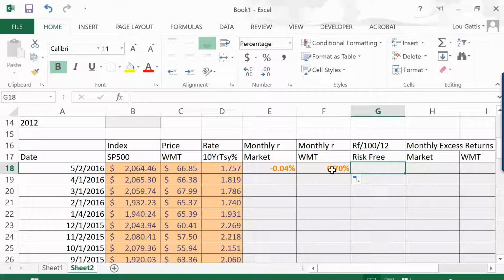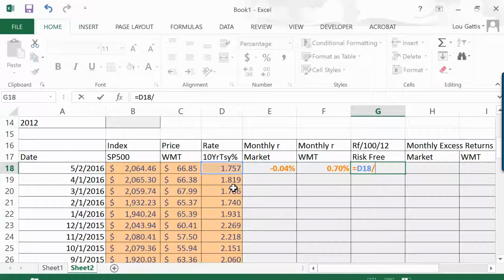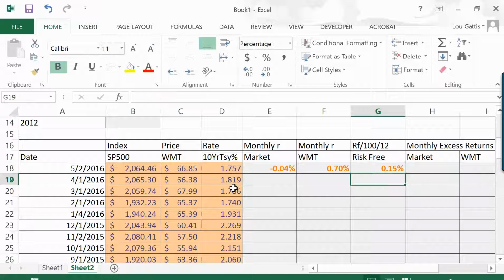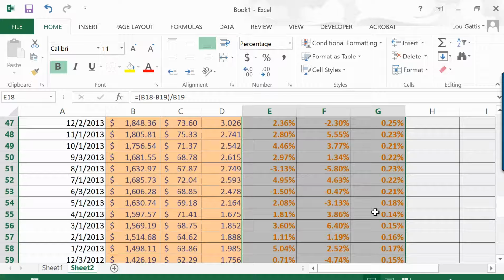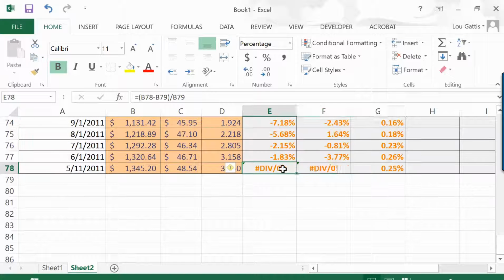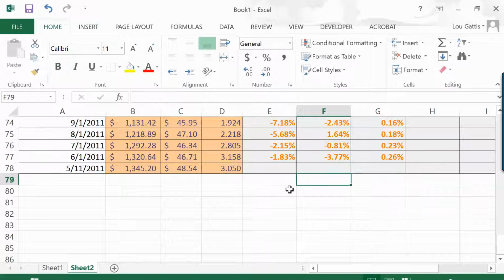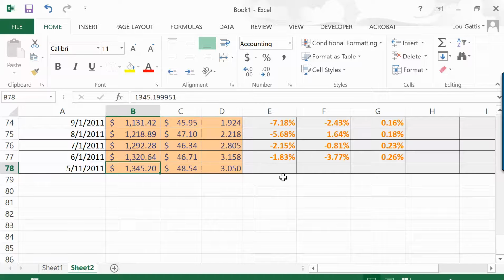And now for the risk-free rate, this is a little different. This is an index of 10-year treasuries. So the 10-year treasury annualized yield is 1.75%. So I'm going to take that, divide by 100 to turn it into a percent, and divide by 12 to turn it into a monthly rate of return. So now I have the monthly yield of treasuries and the monthly returns of the market and Walmart. I'm going to copy those down, trim off that last row since I ran out of prices.